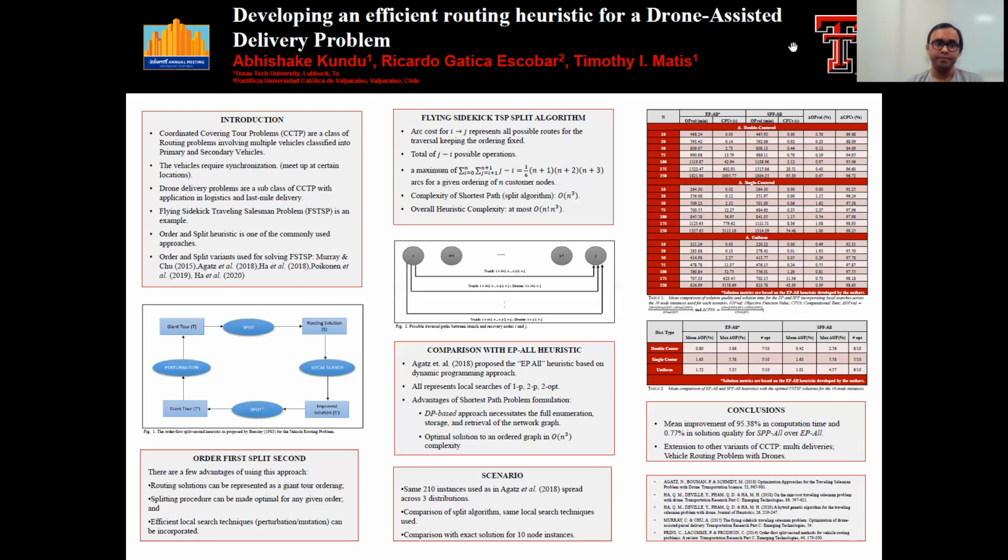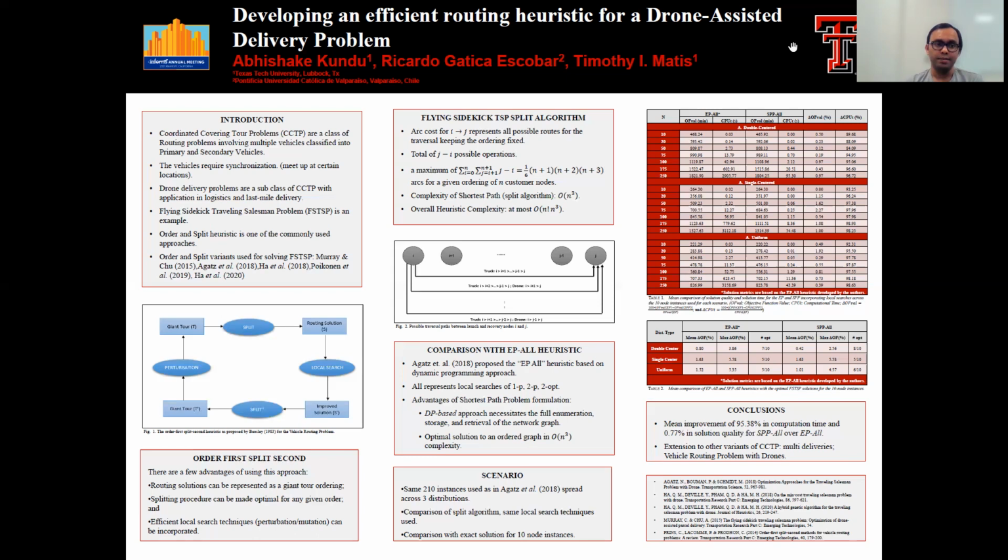To furthermore assess the solution quality of the heuristic, we compared the mean performance of the EP-all and the SPP-all heuristic for 10 node instances to the optimal solution for the FSTSP that is generated using our MILP formulation. The results are presented in table 2. There are a total of 30 instances divided across the same 3 distribution types, and each classification has 10 instances.